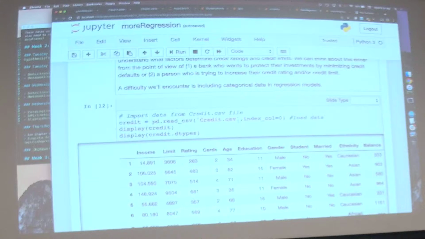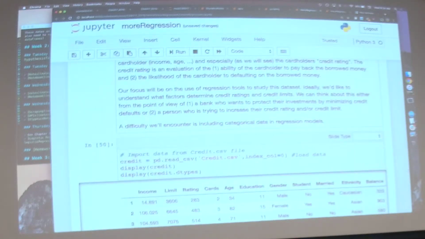So we have this credit data, and we're trying to figure out what affects your credit score and your credit limits. So maybe you're a financial advisor and you want to tell your client what they should do to improve their credit score or whatever.